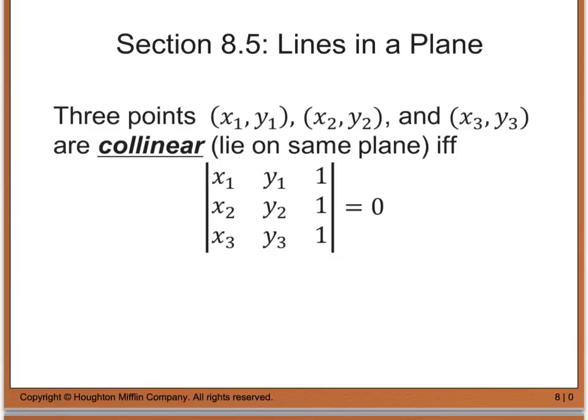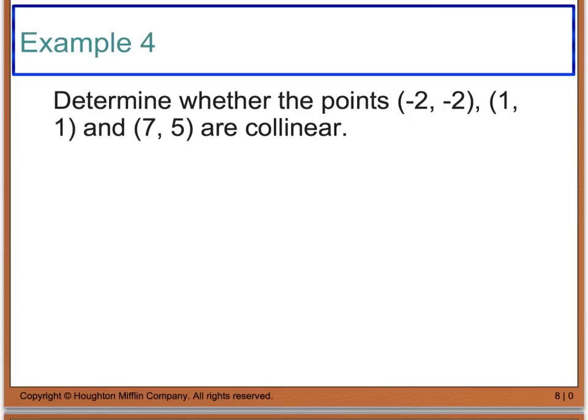If I get anything other than 0, then they do not lie on the same plane. The next example says to determine whether or not the points -2, -2, 1, 1, and 7, 5 are collinear. So the first thing I'm going to do is find the determinant matrix by going -2, -2, 1, 1, and 7, 5.